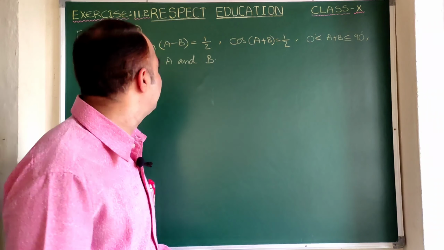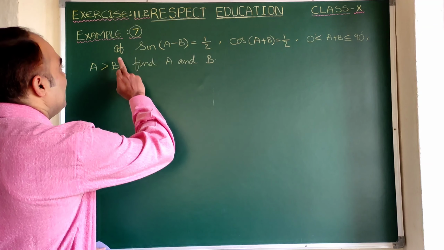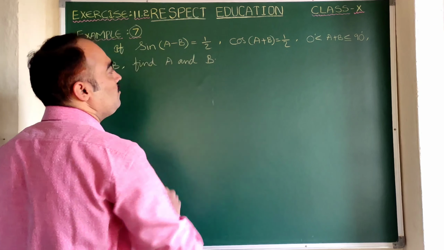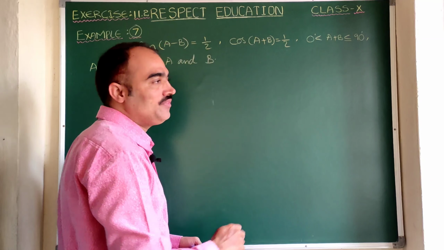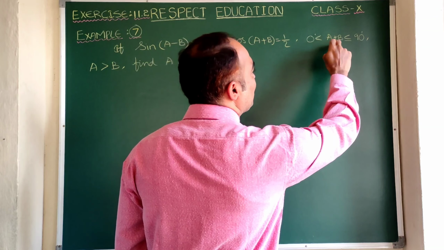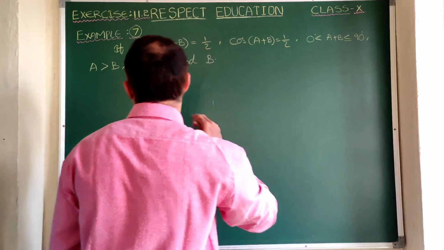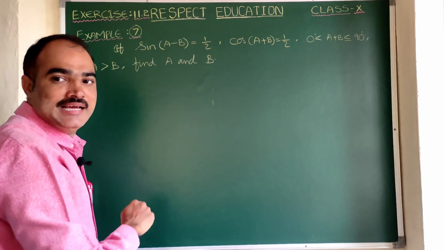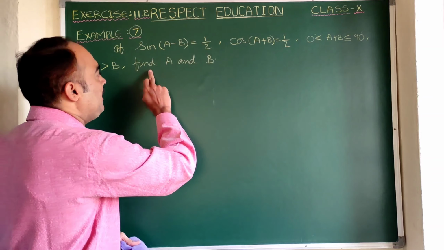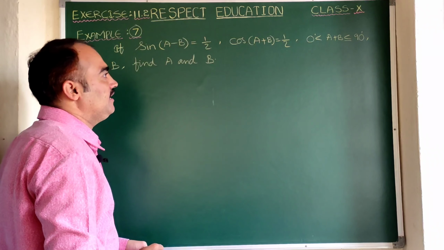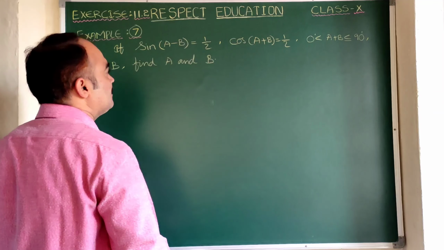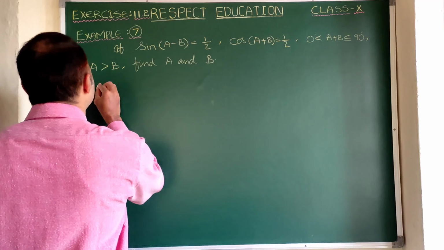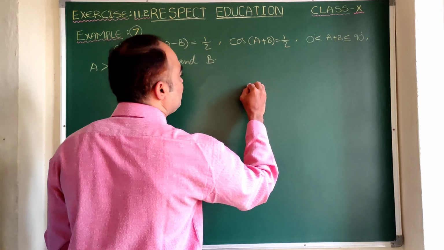Now we see example 7. If sin(a minus b) is equal to 1 by 2, cos(a plus b) is equal to 1 by 2, 0 less than a plus b less than or equal to 90, where a is greater than b, then find a and b. Here let us consider these two conditions. Observe them carefully. Here we will solve it.